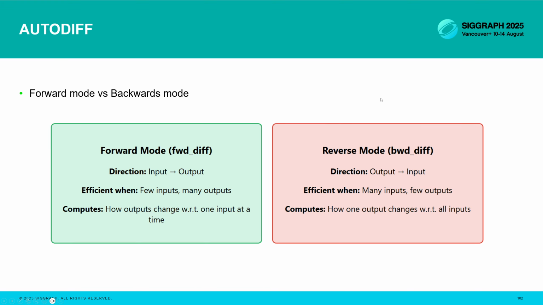Then you've got reverse mode, which is what we are more interested in for the things that we do with AI. And this is the output with respect to the input. We're saying, okay, we have this output. What made this output this output? This is efficient when we've got many inputs and only a few outputs. So it's how one output changes with respect to all of the inputs. And this is how we compute the change in weights with respect to the loss in a neural network.